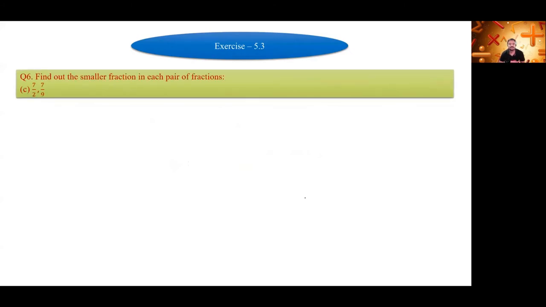Okay, find out the smaller fraction in each pair. Next one. We'll try this. Yes, Vaishnavi, you only tell me the answer. Yes, sir. First we will convert these two fractions into like fractions. How will we convert it, beta? Sir, first we will do cross multiplication. Is it so?